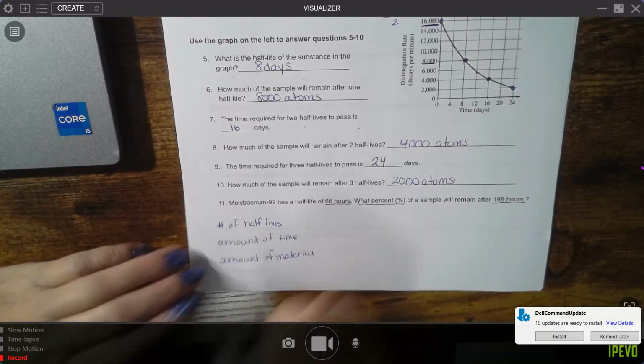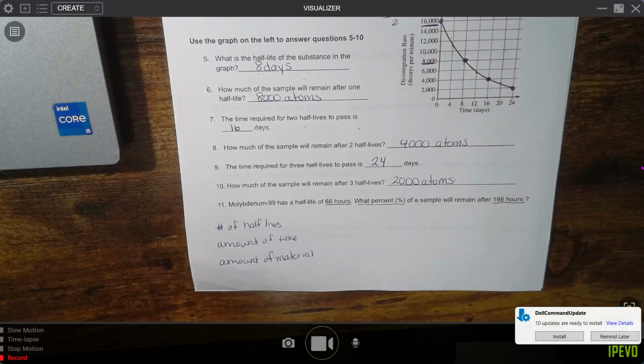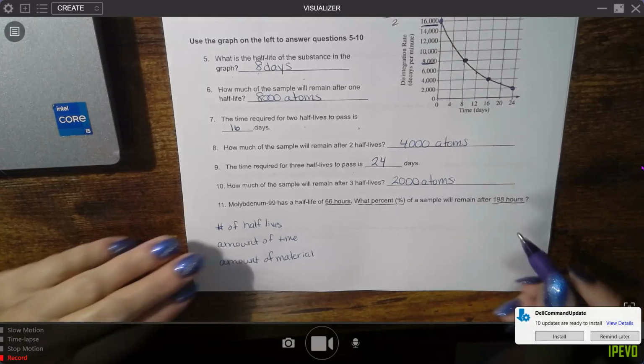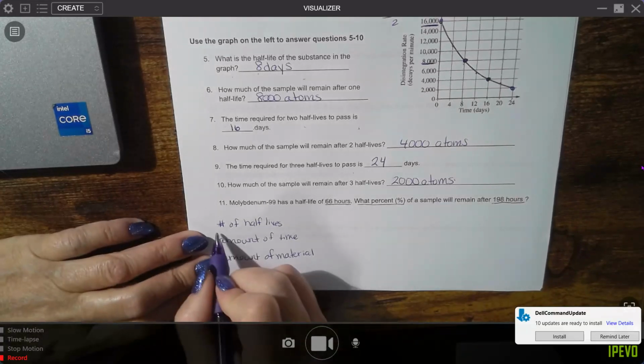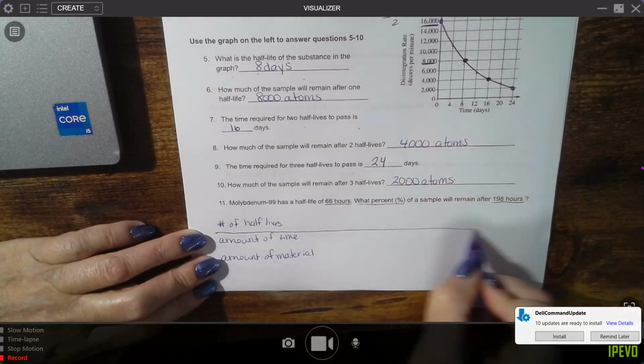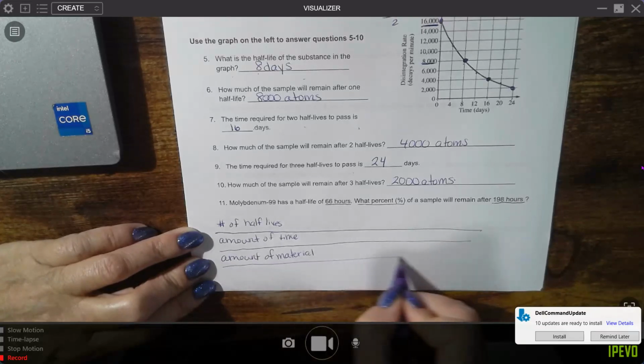And sometimes we'll give you the amount of a material in grams, or in atoms, or in this case, a percent. Okay, so let's just kind of see how this works.